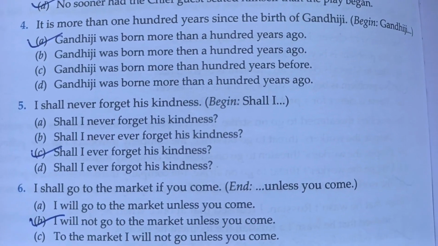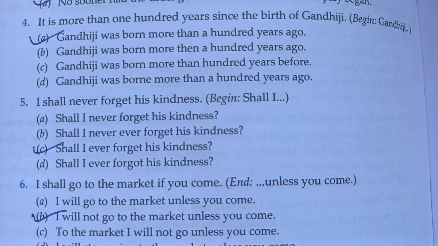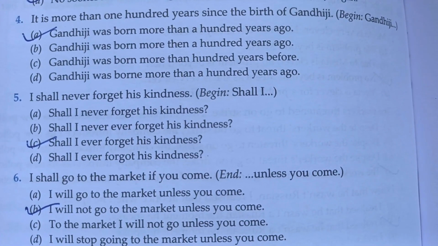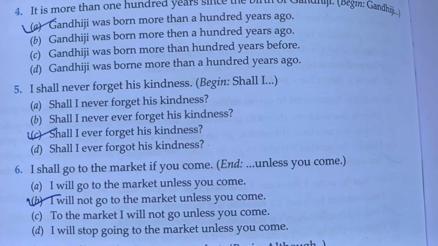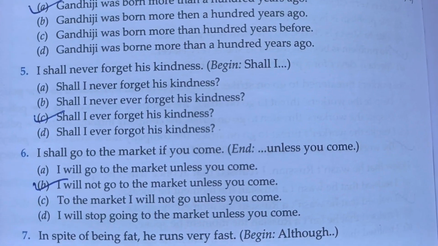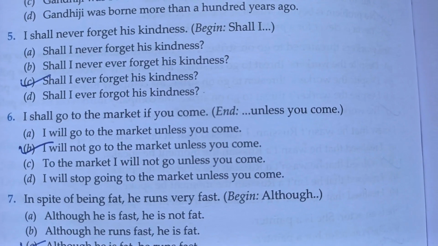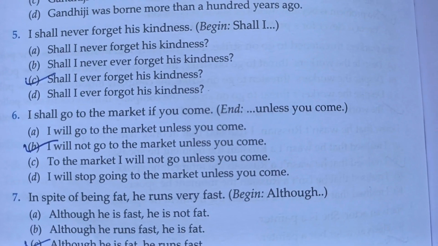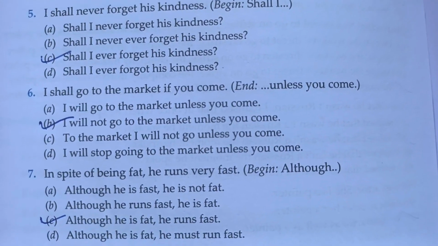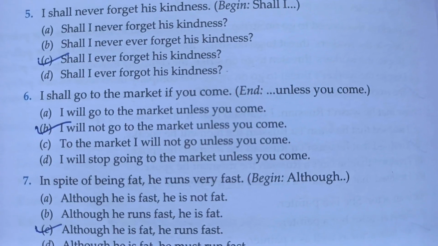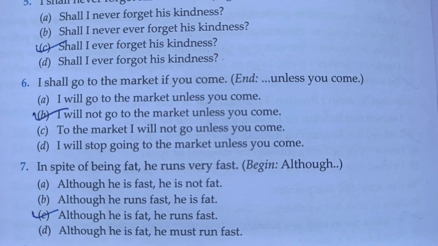Number 5, I shall never forget his kindness. So here to begin, shall I? So option C is correct. Shall I ever forget his kindness? Number 6, I shall go to the market if you come. So here you have to end unless you come. So option B is correct. I will not go to the market unless you come.